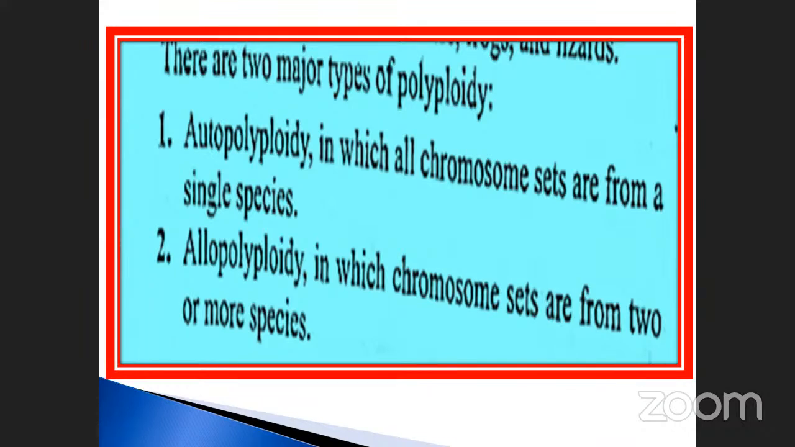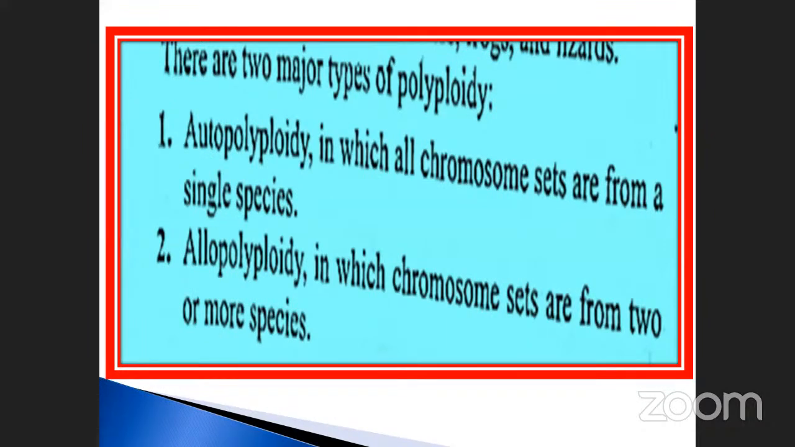Autopolyploidy, what is the meaning? It is where all chromosome sets come from a single species. Take an example, say a lion, a tiger, whatever it may be, any single species you can take, and then there is a change in the chromosomal number due to mutation or something else. Such a type of ploidy is called autopolyploidy.